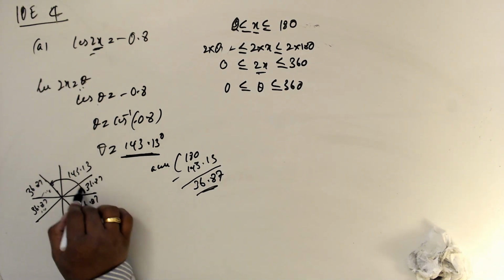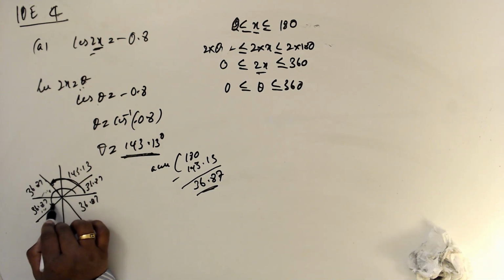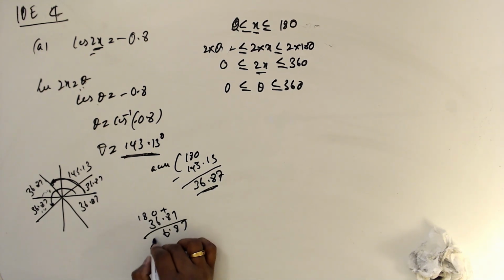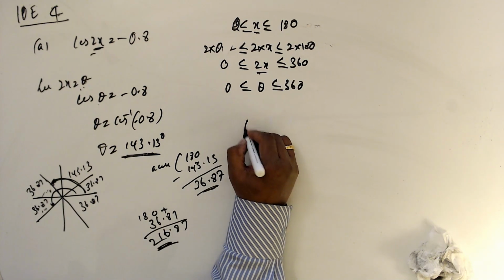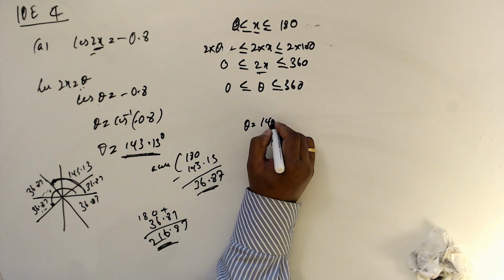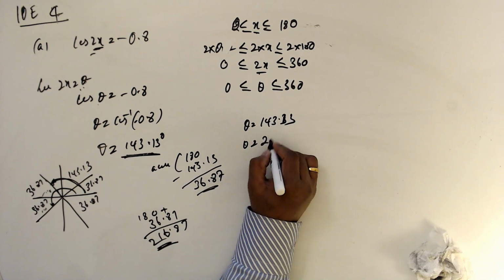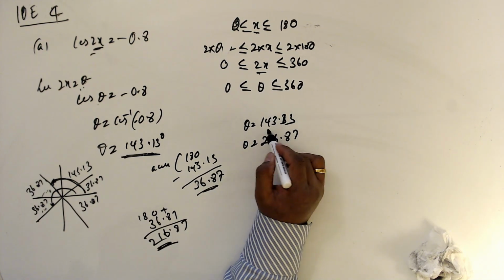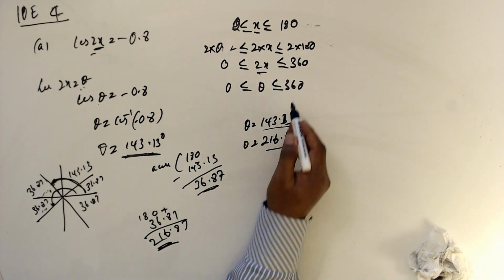Now we got the second one, 140 point. What is the third one? Third one is this one, 180 plus 36.87, 216. Now theta equal 143.313 and theta equal 216.87. Now you can see next one is we want to add 360 to this one, also 360 to this one, so it is already out of range.